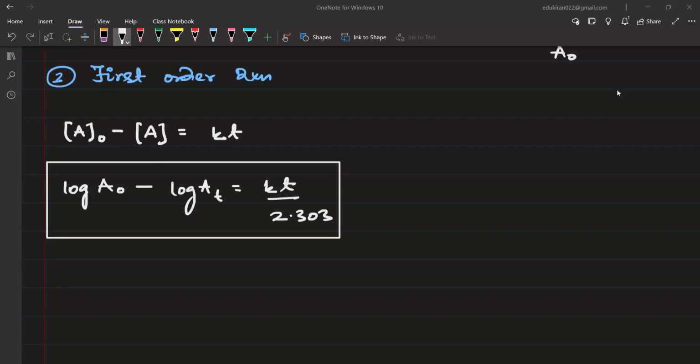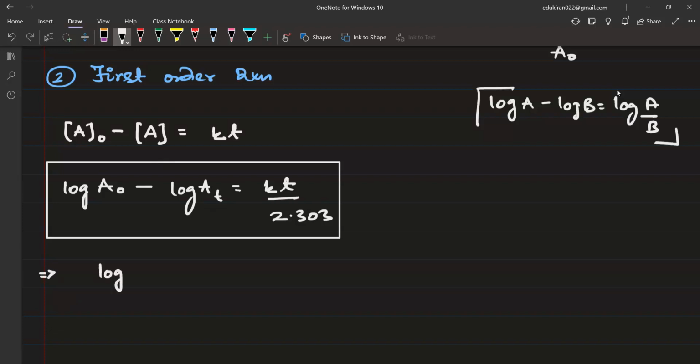Now please see. Log A minus log B is equal to log A by B. This is also a relationship. So I can write this as log of A naught by AT is equal to KT upon 2.303. Now this can be derived from here. This is AT, concentration at time T.